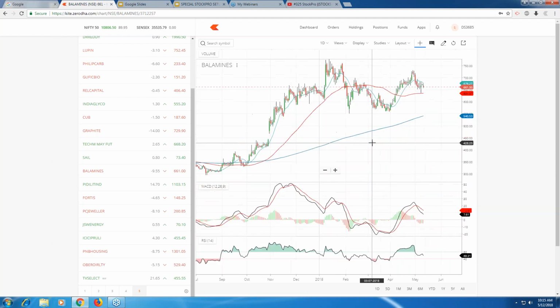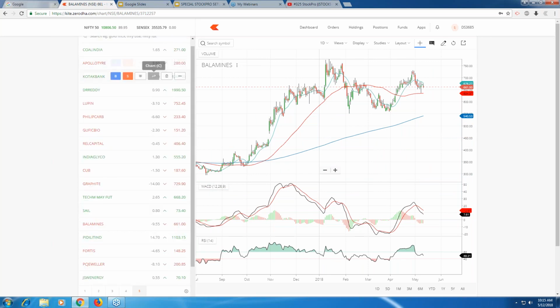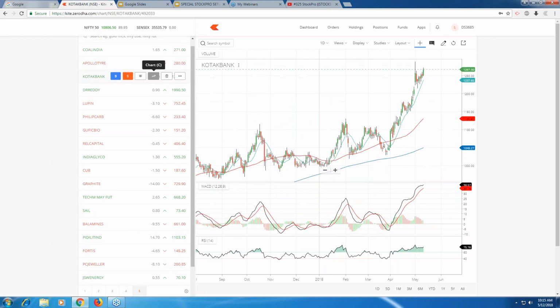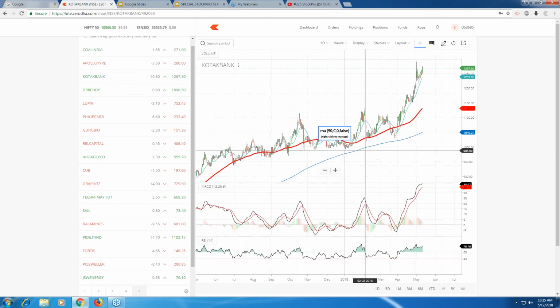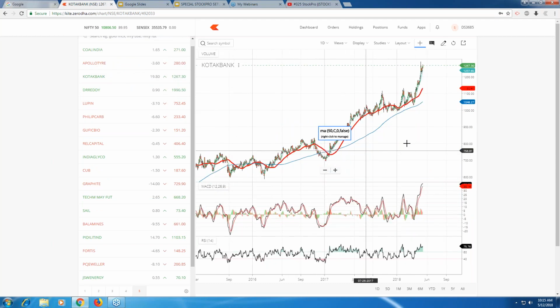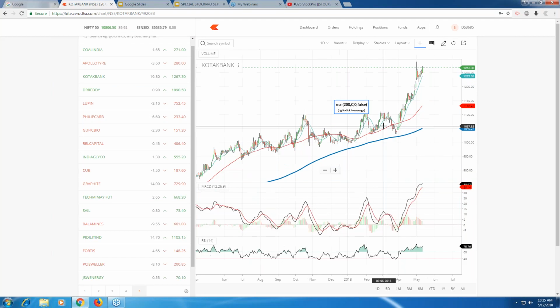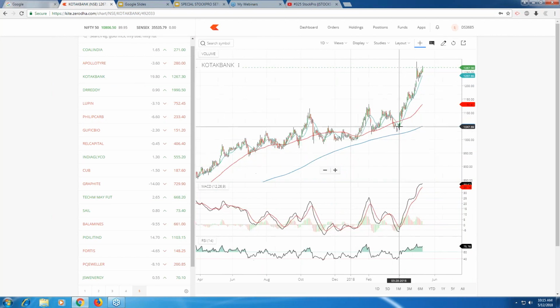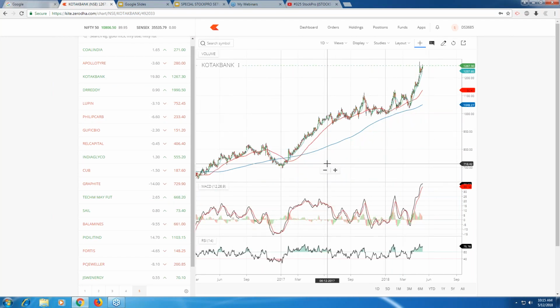In futures, I have Kotak Mahindra Bank as one of my most favorite stocks. I've showed you the reason also. I told you, it's a most favorite stock of all these mutual funds and the foreign investors. If it is favorite to them, it's favorite to me as well.